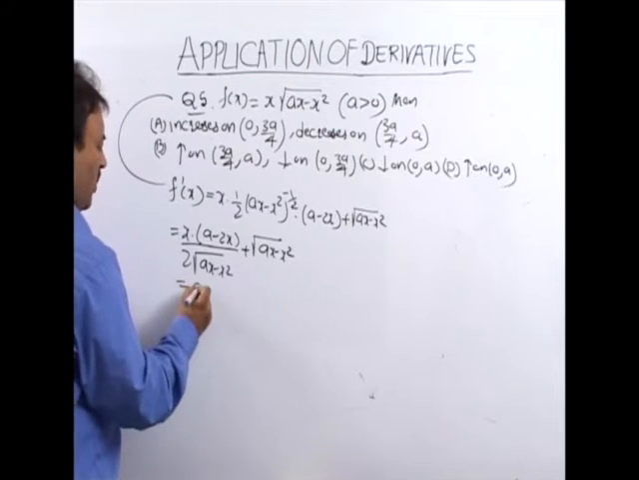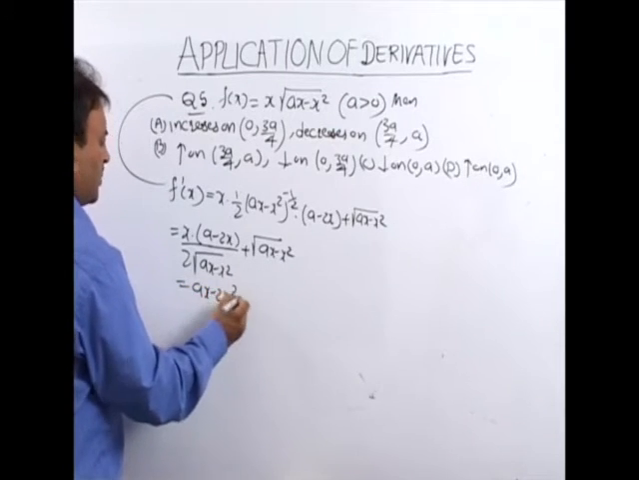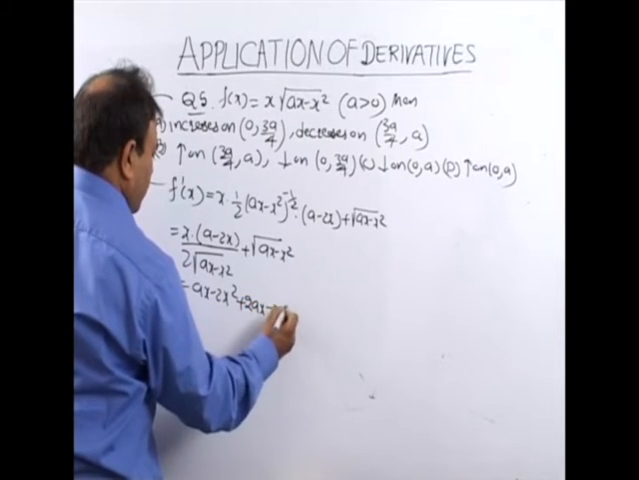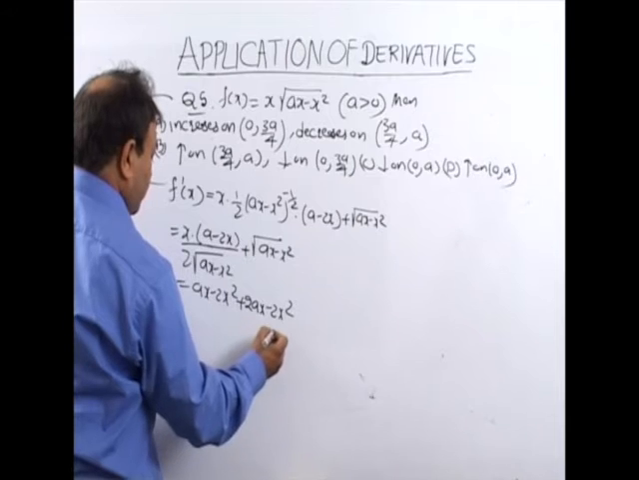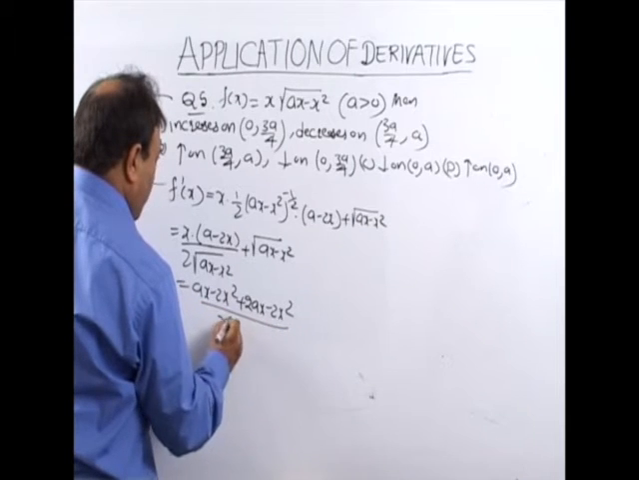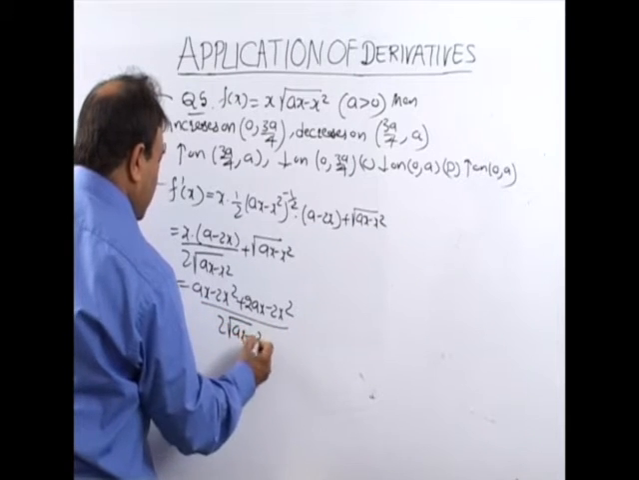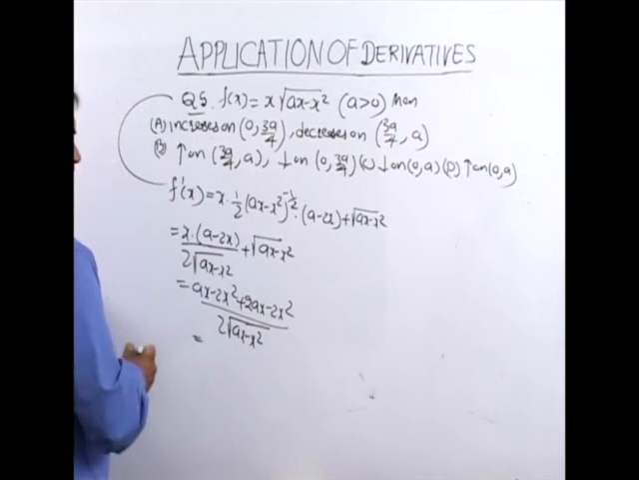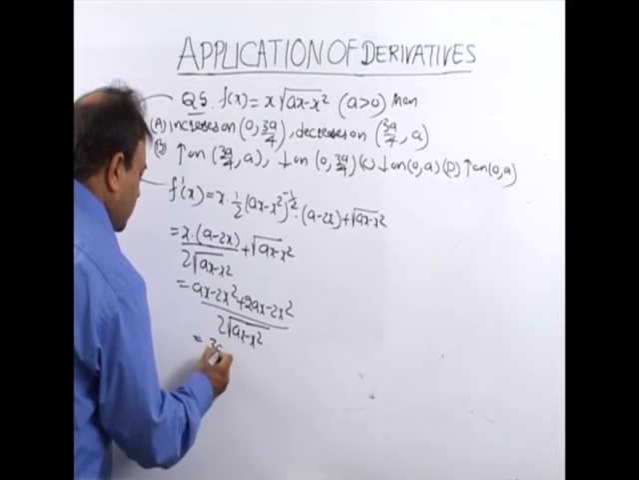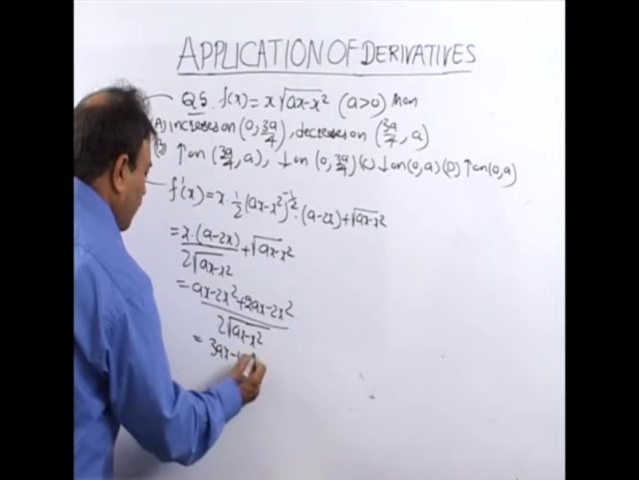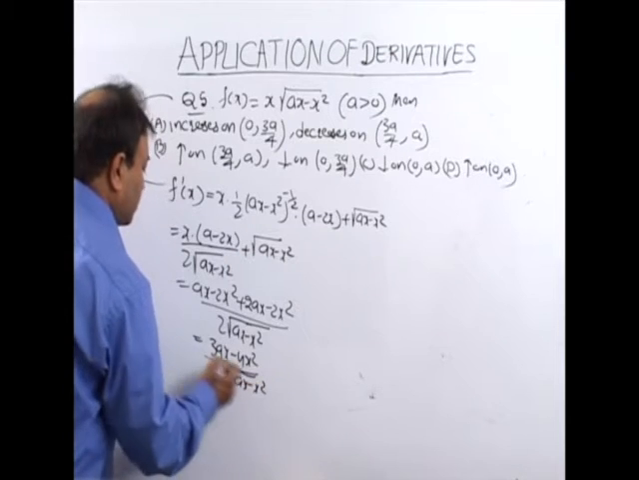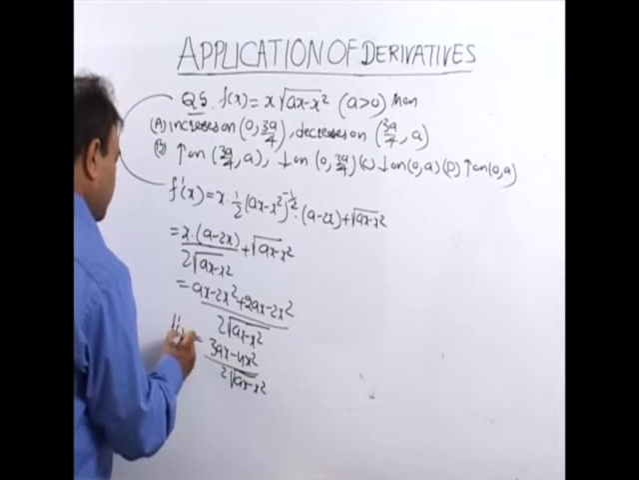This is equal to ax minus 2x square plus 2ax minus 2x square upon 2 square root of ax minus x square. This is equal to 3ax minus 4x square upon 2 square root of ax minus x square. This is our f dash x.